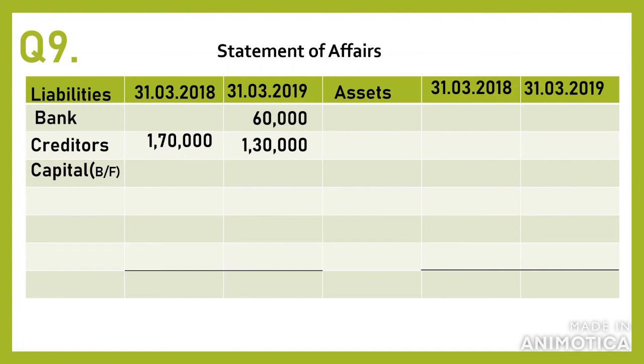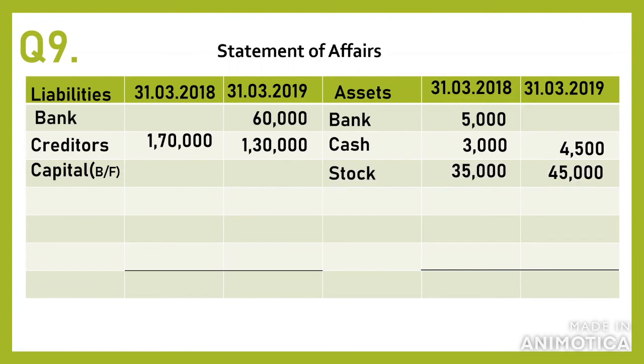So now let us move over to the asset side. The first item would obviously be bank. And we know 5,000 is an asset, so I have put it as the opening balance. Then cash 3,000, 4,500. Again, this is given in the problem. I am just populating the figures for each of the years. Then we have stock 35,000, 45,000, and then we have debtors.